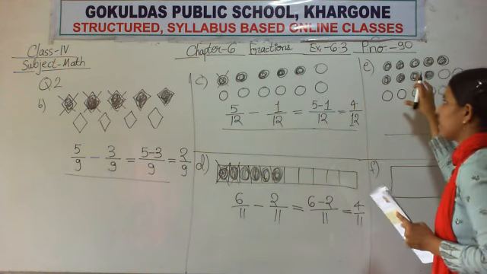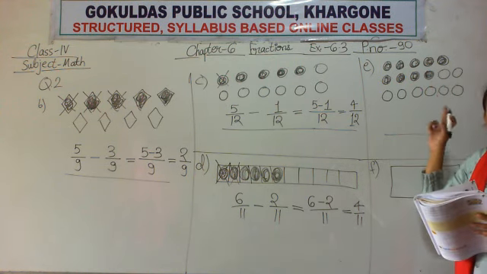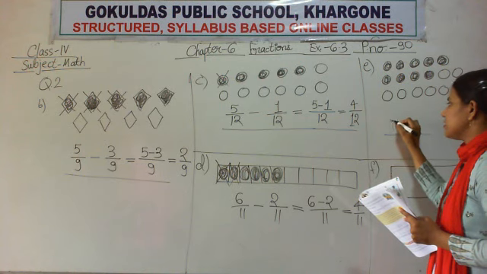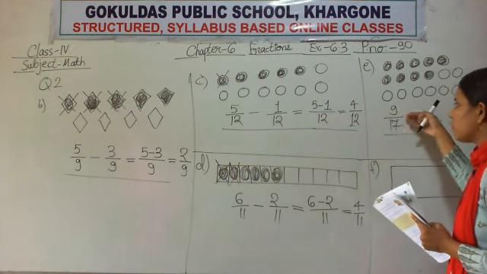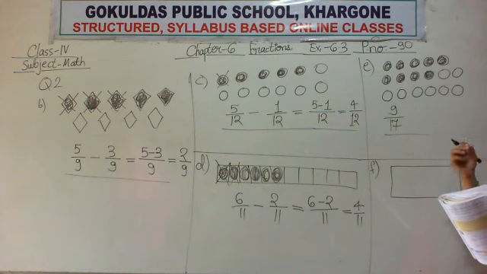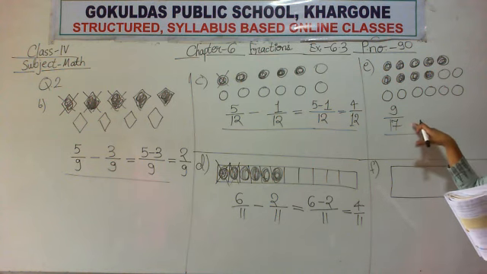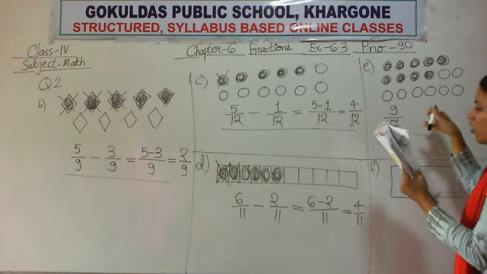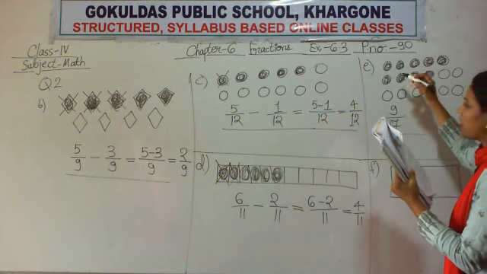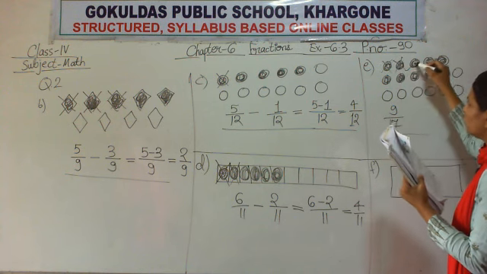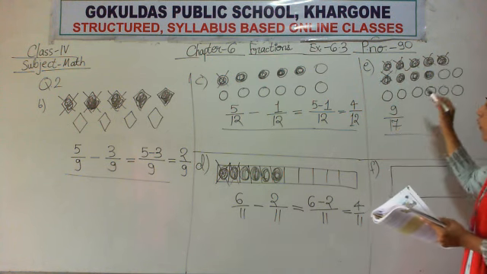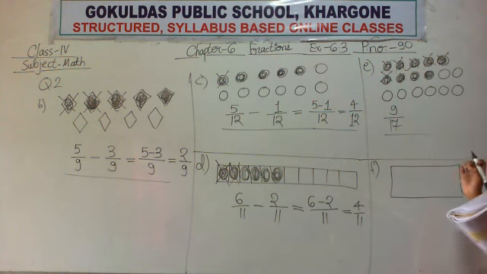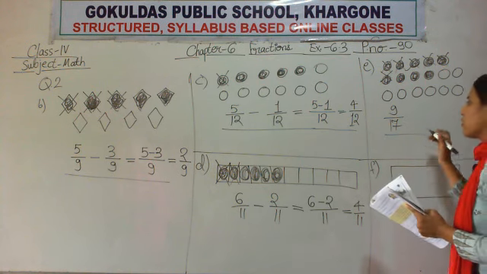So we can write a fraction for this picture. Total 17. Out of 17, 9 are colored. So 9 upon 17 is our fraction. Now out of these, how many are crossed? 1, 2, 3, 4, 5 and 6. Out of these 17, 6 colored circles are crossed.